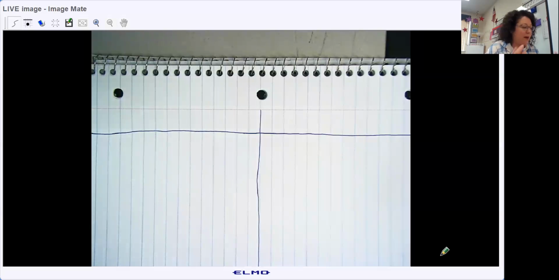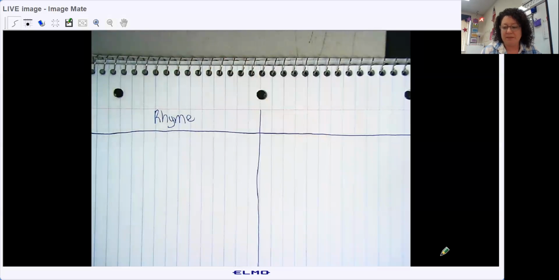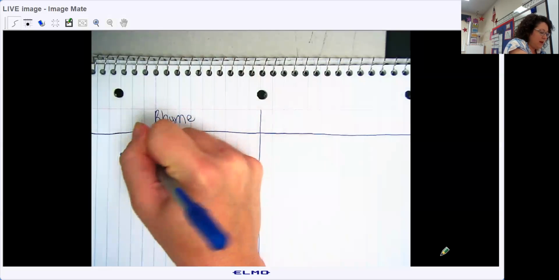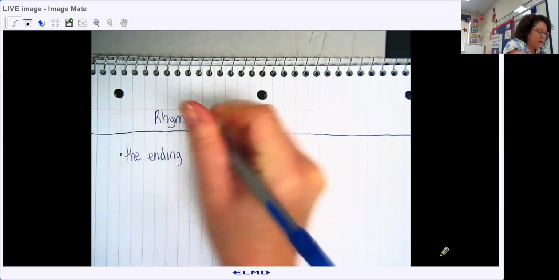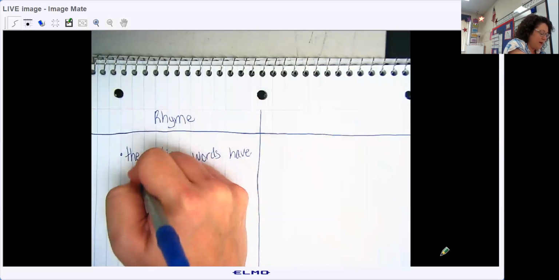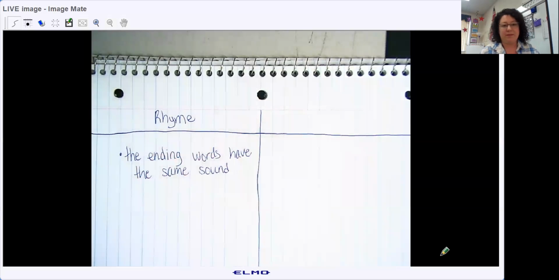All right, we also talked about a rhyming poem, and I feel like we know what that is. A rhyming poem. And a rhyming poem, the ending words have the same ending sound, okay? Dog, log, cat, rat, right? Ending words have the same sound.